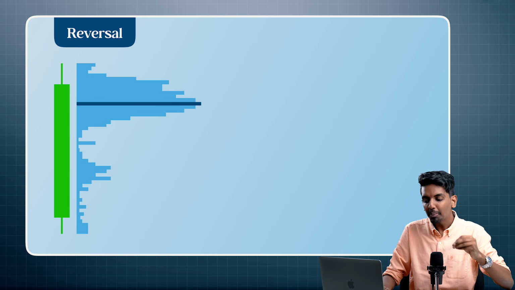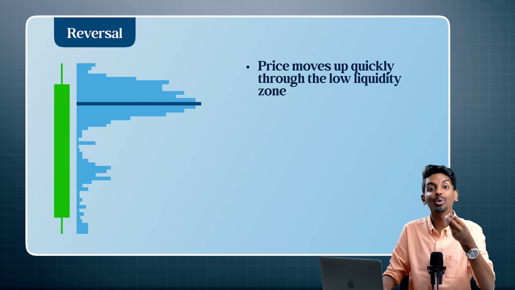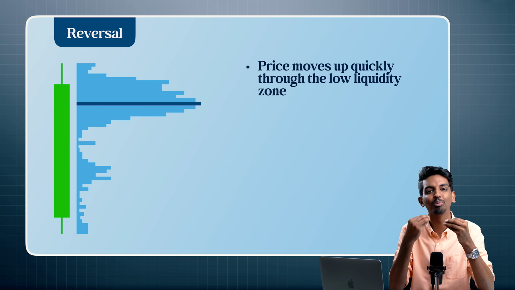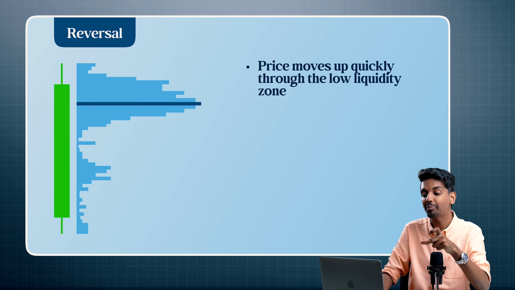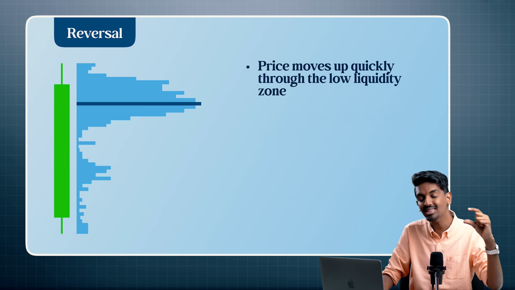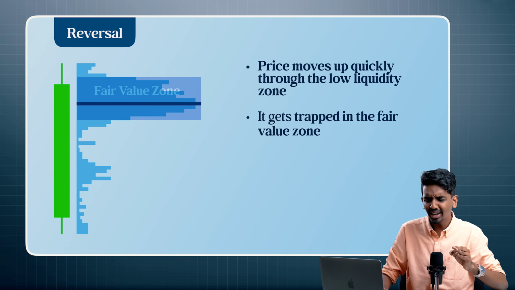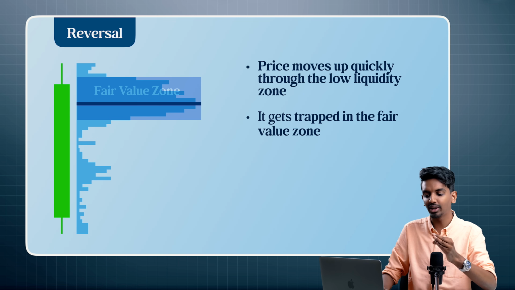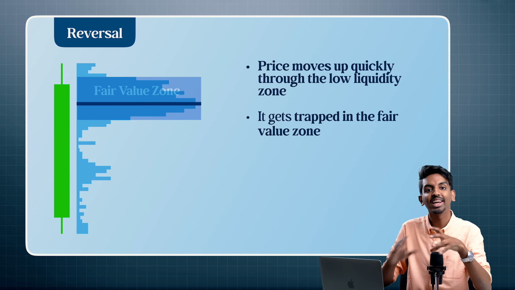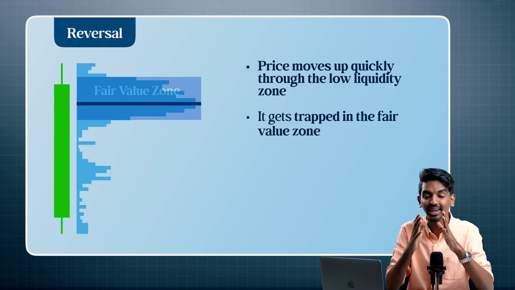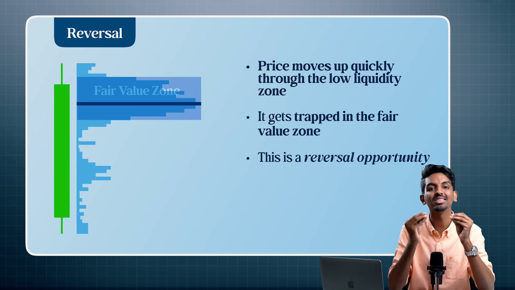In this candlestick, price moves up very quickly through a low liquidity zone. Again, we know that in a low liquidity zone, price will move up very fast. But what happened towards the end of the day? The price got trapped in a fair value zone. So what is the logic here? The trend was very strong towards the start of the day, but towards the end of the day, it could not keep up the trend and escape this fair value zone. So here it is a very clear reversal opportunity.